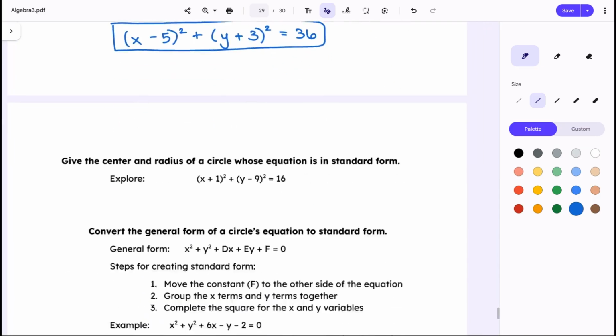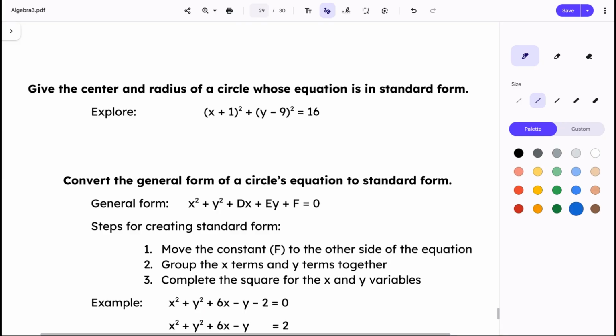Okay, if we go to the next page, this time they're giving us an equation and they want you to pull the center and pull the radius. So what would be your center? What numbers did they plug into the formula? Careful. -1 and +9. Always opposite, okay? And then what would be your radius? 4, not 16. Because what do you have to do to 16? You have to square root it. Yeah. So the square root of 16 is 4. Good.